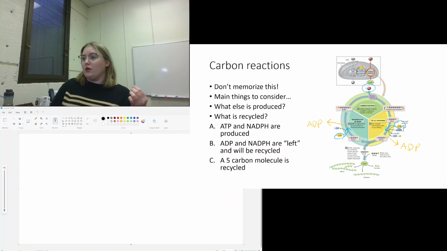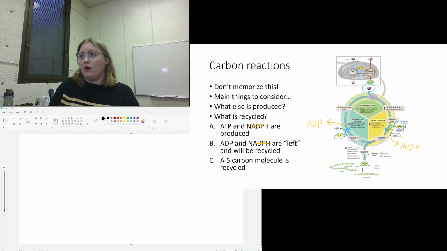Okay, and there's a typo here in this other molecule, but we are not really going to need to know much about that molecule. Okay, so is ATP produced in our carbon reactions? Is ATP produced in our carbon reactions?